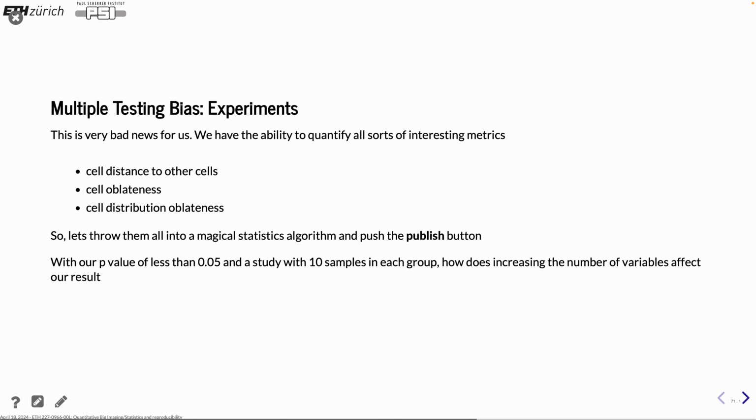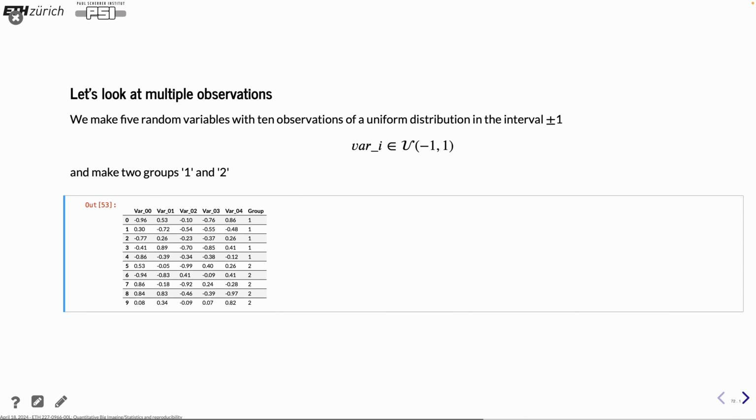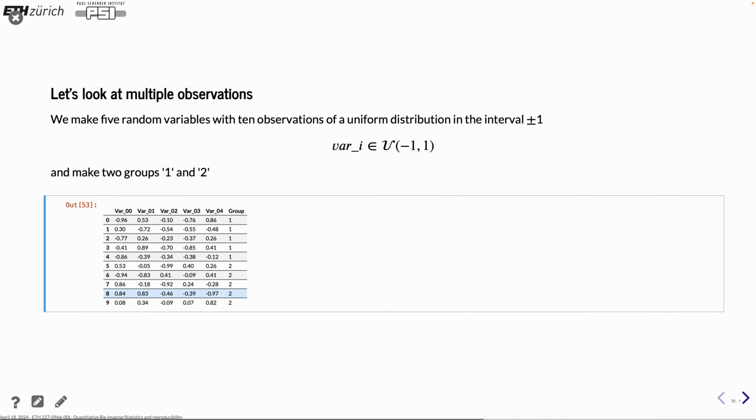So for example, if we want to quantify cell distance to other cells, or oblateness, or distribution of oblateness, then we need to run them all through some kind of algorithm for our publication. But let's look at what happens. If we have multiple observations from a uniform distribution between plus and minus 1, we make 2 groups. All these variables actually come from the same distribution. Now we want to tell if there is one of these variables that deviates, despite the fact that they are actually from the same distribution.